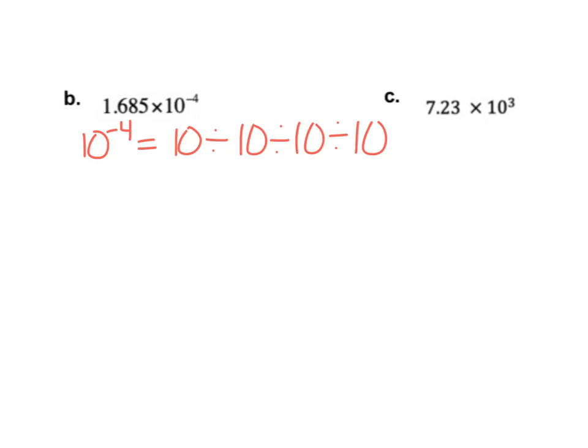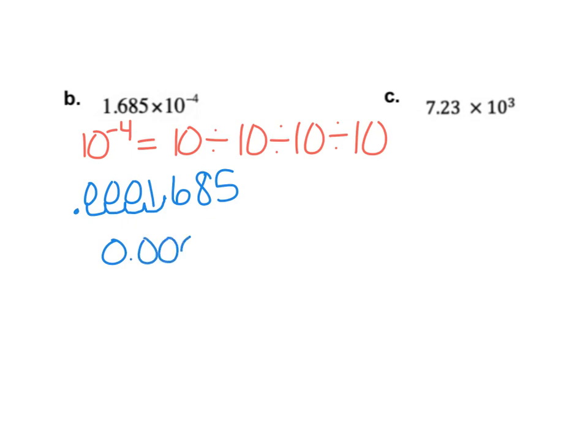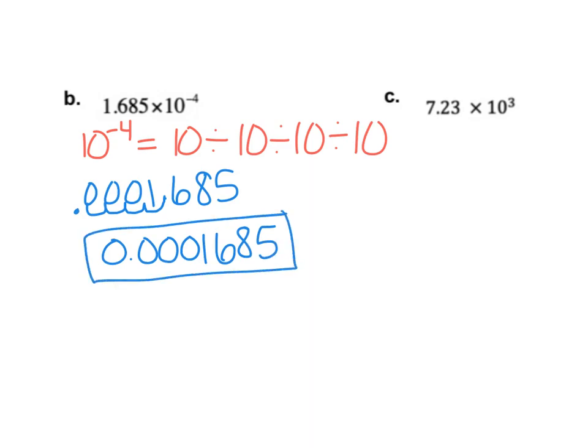So in this case, where we have 10 to the negative 4, I would be moving my decimal place 4 places to the left. So starting with our original problem, we have 1.685 times 10 to the negative 4. So this means that I'm going to divide, or go to the left, 4 places. So I'll go over 1, 2, 3, 4. Now it's important for you to keep these place values by inserting the zeros. So my new number that I have is 0.0001685. This is how that would be written in standard form.